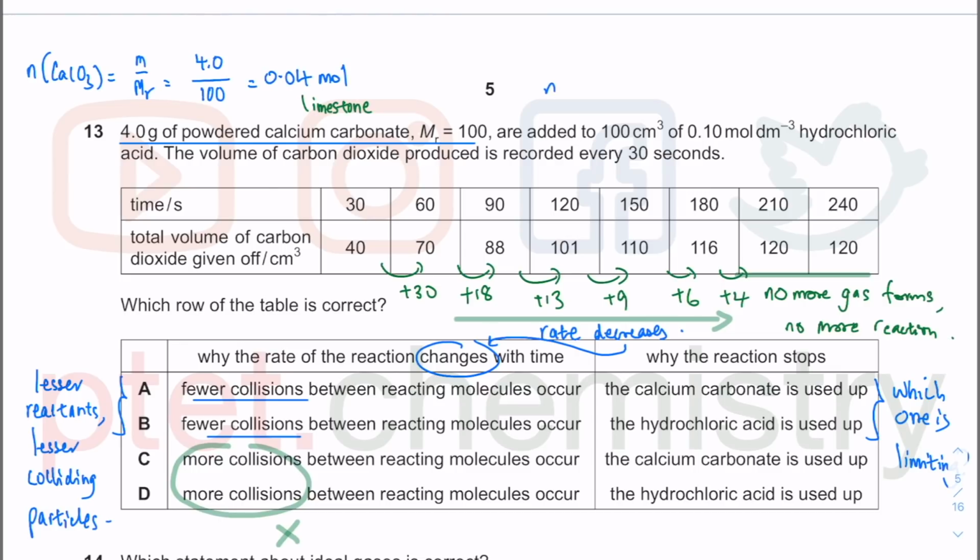And then we have the mole of the HCl. These are solution chemistry. These are aqueous hydrochloric acid, a substance that dissolves in water to give you H plus. Use n equals Cv, concentration in mole per dm cube. The volume has to be converted to dm cube in order for the units to cancel out, in order for the math to make sense. So what we get is 0.01 mole.